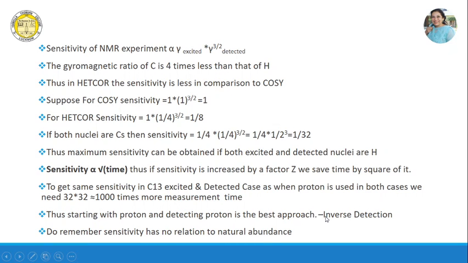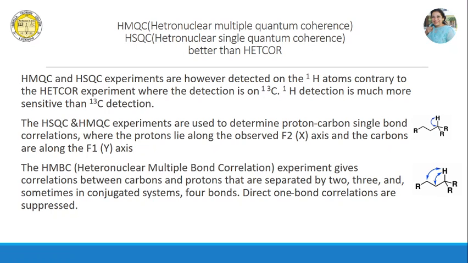I have already explained to you that the sensitivity is dependent on the gyromagnetic ratio and not on the natural abundance. A quick recap, a quick peek into what is HMQC or HSQC, though they are not in your syllabus, but I'll just try and explain what they are. HMQC is heteronuclear multiple quantum coherence. HSQC is heteronuclear single quantum coherence. Both of them are much better than Hetcor, though they give the same information as Hetcor.